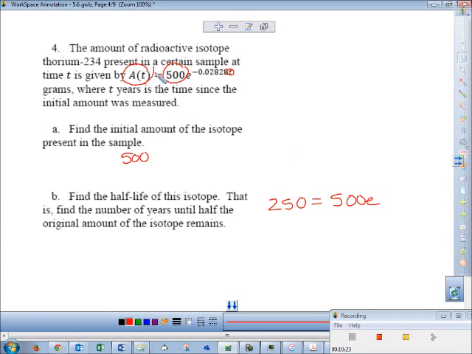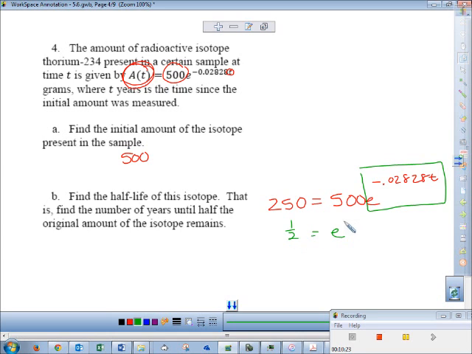250 goes in for the amount you wanted, negative 0.02828t. That's really what's supposed to happen first. But then, since this is exponential, you try to get the base all by himself. e is the base. Wouldn't you divide both sides by 500? And what would 250 divided by 500 be? 1/2.